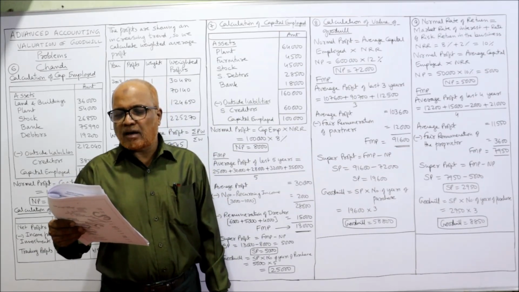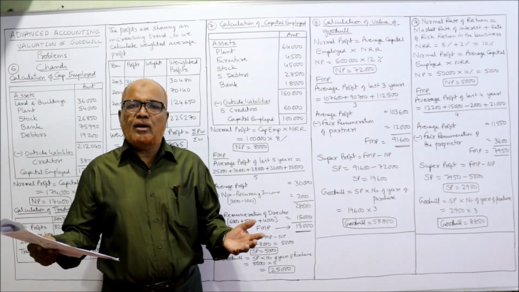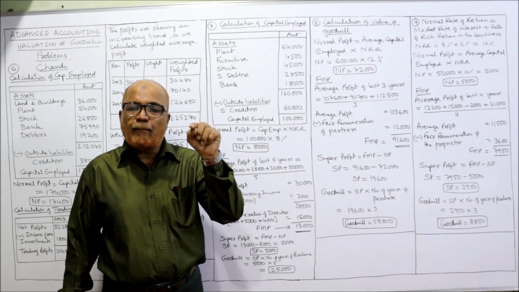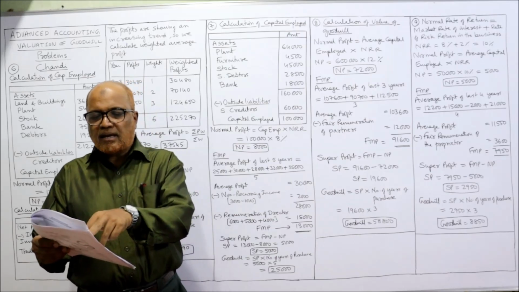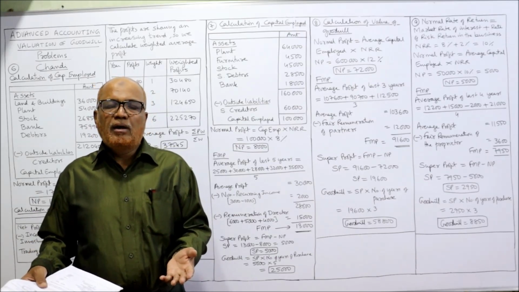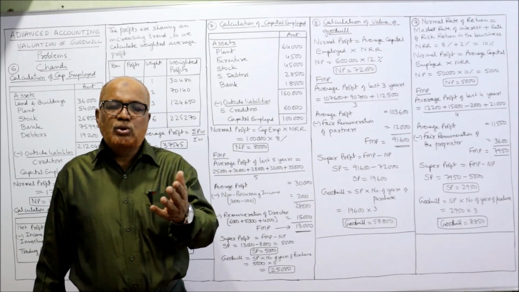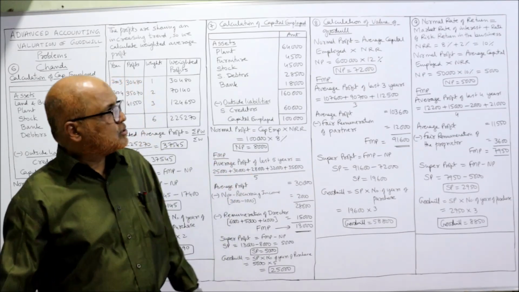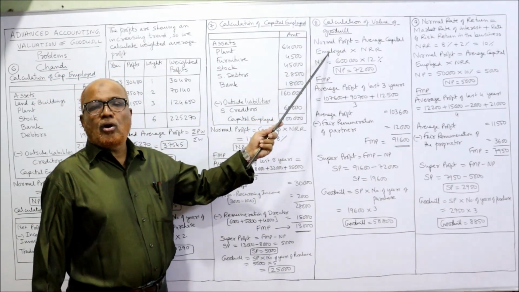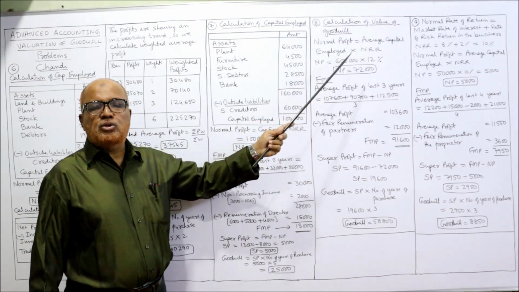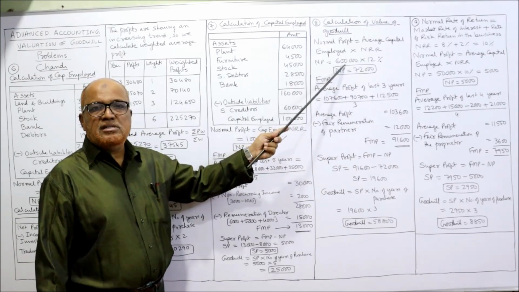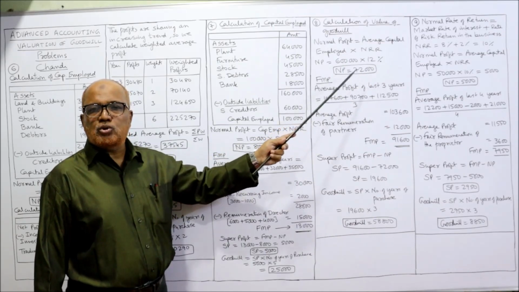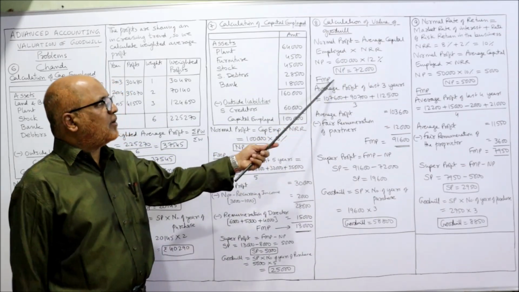Sundry assets of the firm, current liabilities: ignore, we don't require. Actually, current assets and liabilities we require only for calculating capital employed. But here, in the first line, average capital employed is given. Once capital employed is given, there is no need of assets and liabilities. Ignore. That's all. So simple. Calculation of value of goodwill. Normal profit is equal to average capital employed into NRR. Average capital employed is given 6 lakh and NRR is given 12%. So 6 lakh into 12%, 72,000 is the normal profit. Finished.